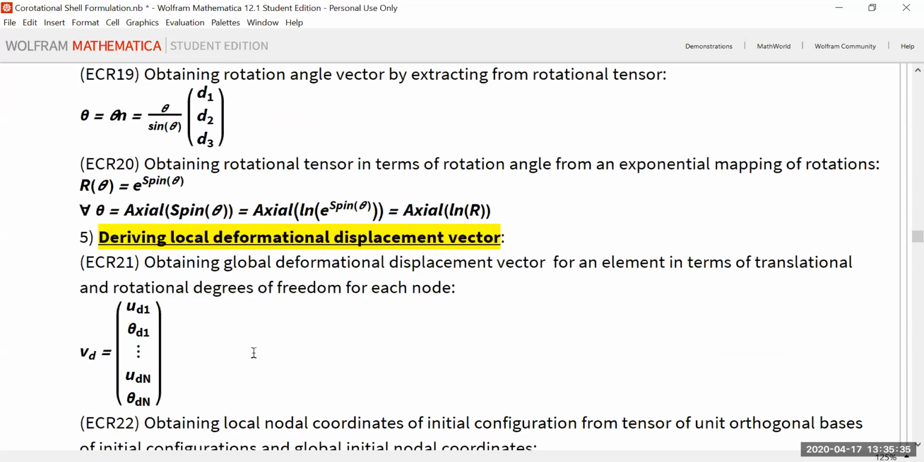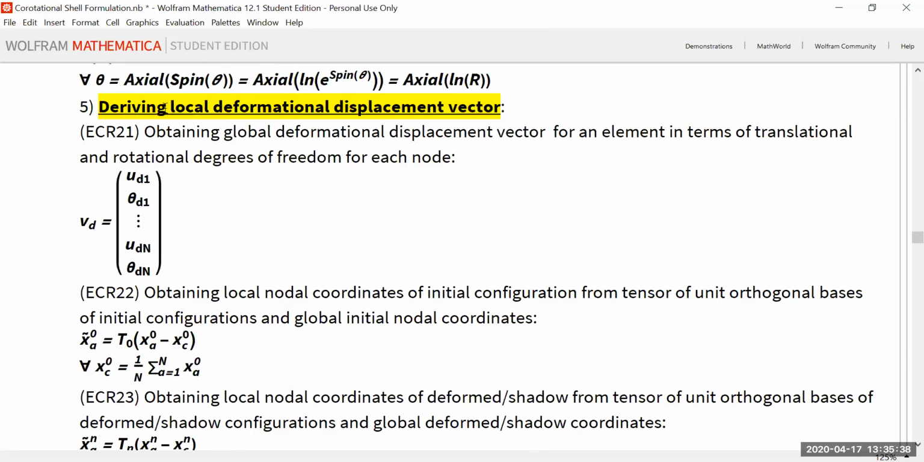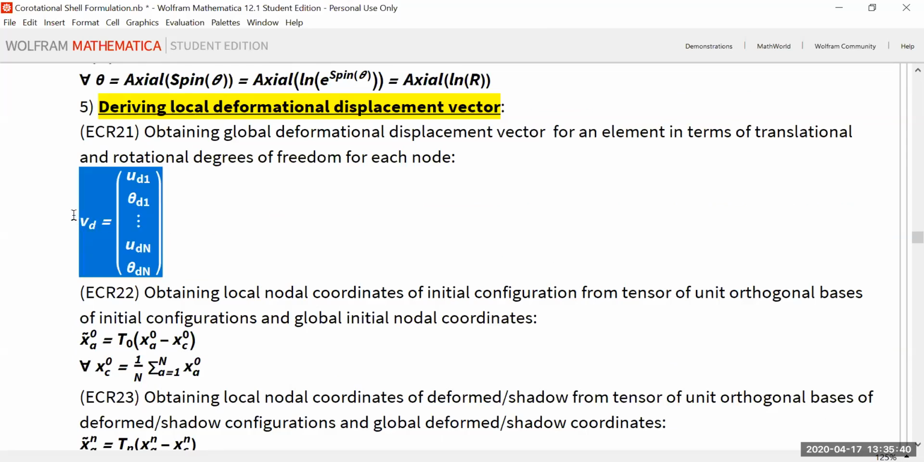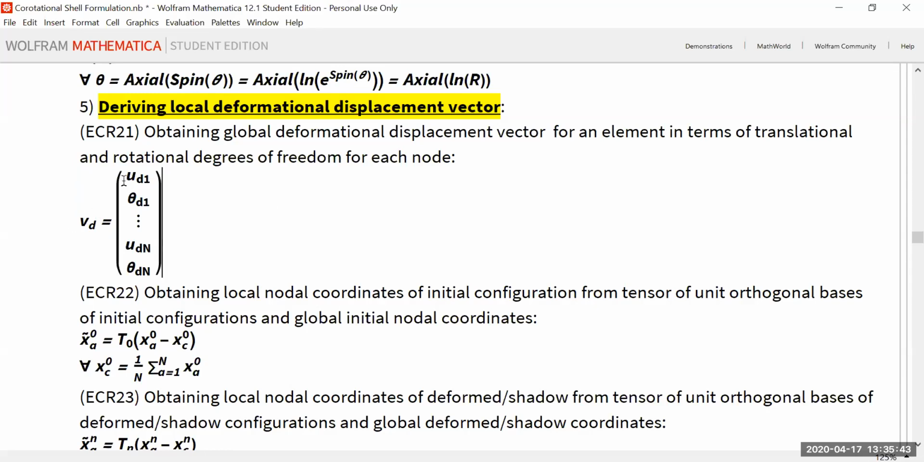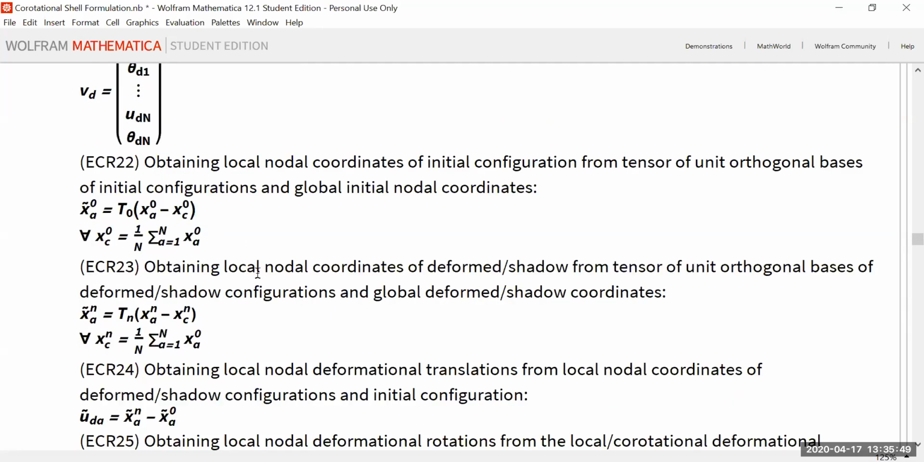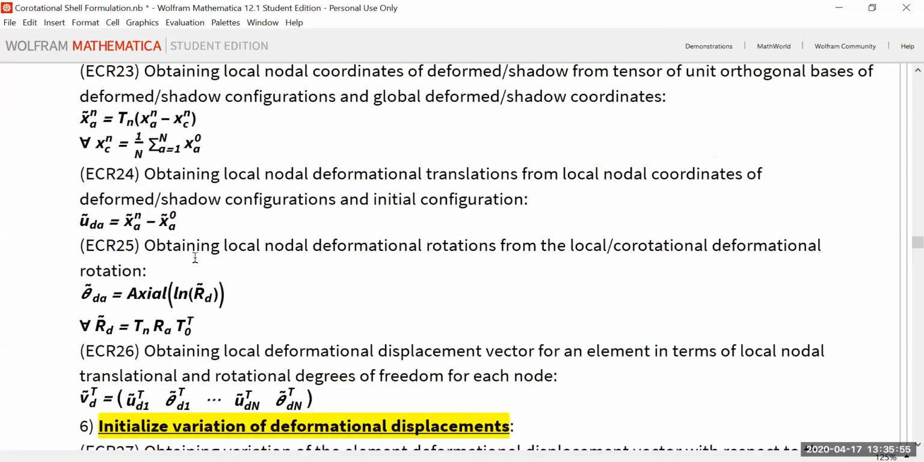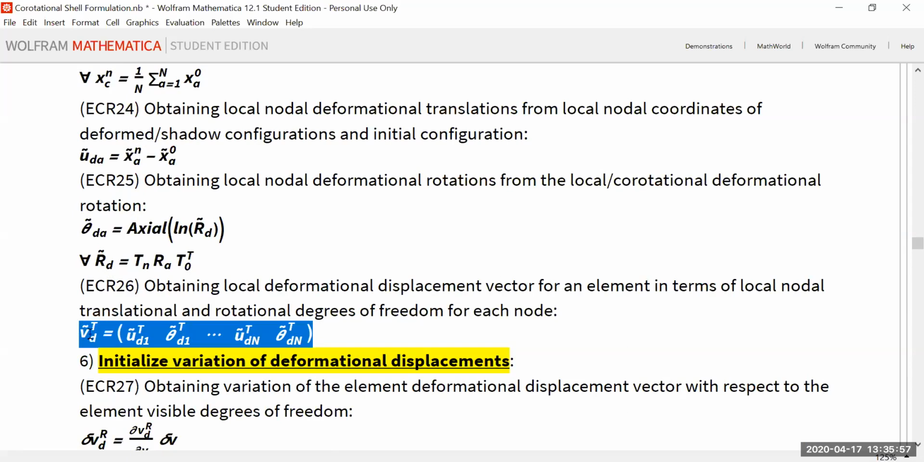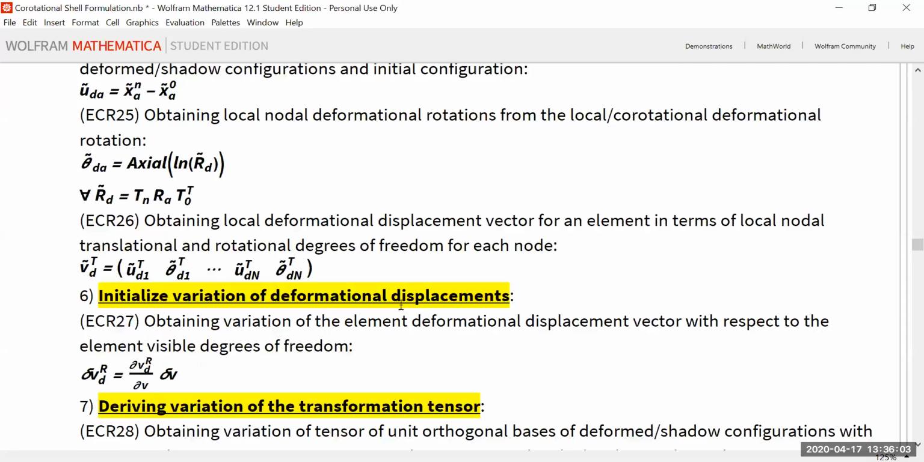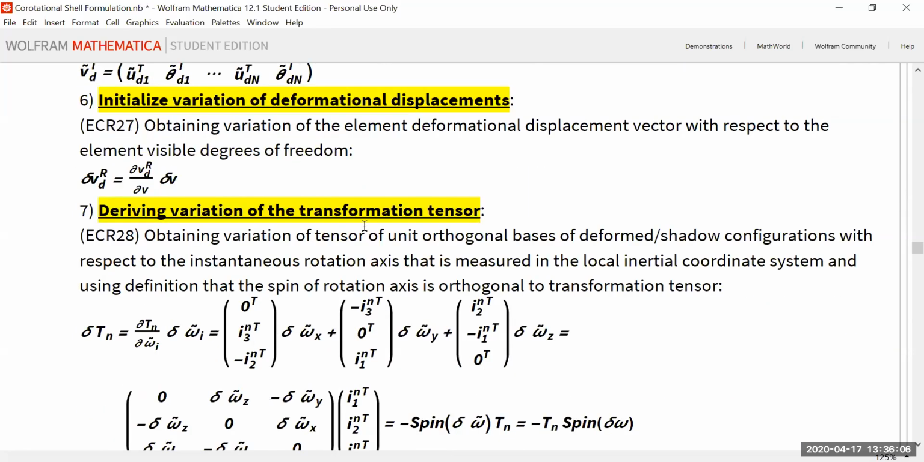And so what that is in summary is we're trying to derive this local deformation displacement vector, which is composed of your translation and then your rotation. And so how we do that is, with all those equations, we've put it together. And then you get your local deformation displacement, which is just a vector. So now that you have that, we want to use, I guess, a principle of virtual work, or a variation, to define our main finite element equations.